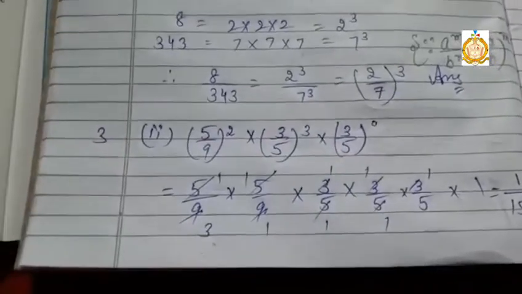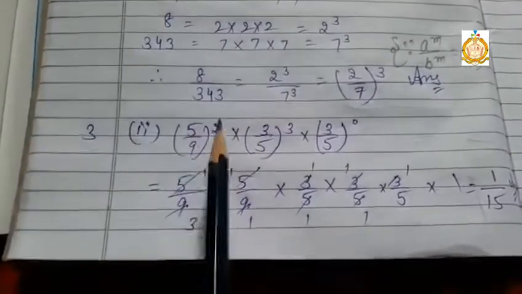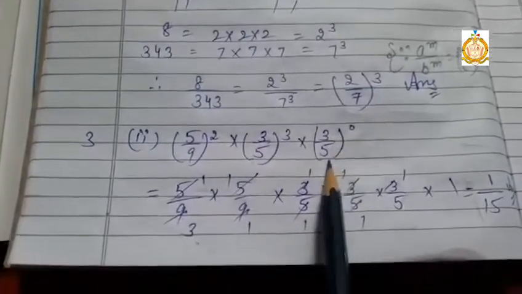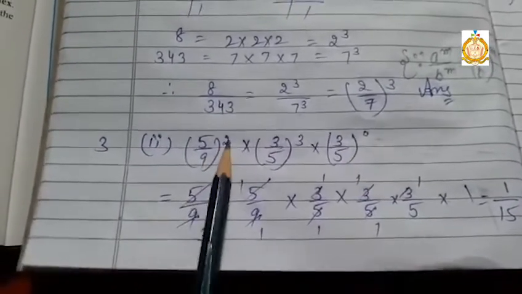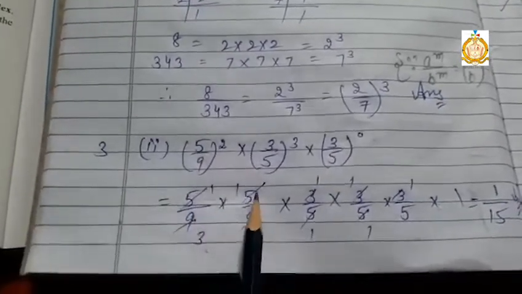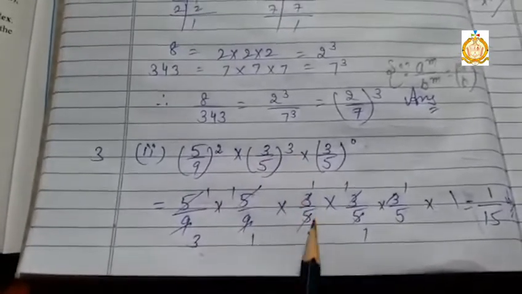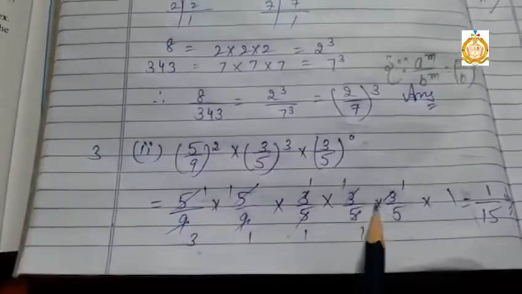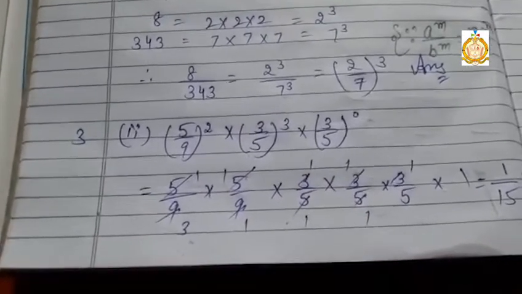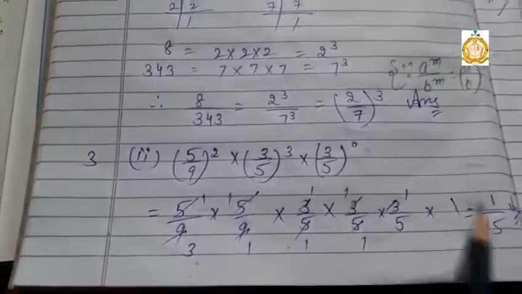In the third question we have to simplify this term. We are given 5 by 9 raised to power 2, 3 by 5 raised to power 3, 3 by 5 raised to power 0. Here its power is 2, so we can write it as 5 by 9 into 5 by 9. Its power is 3, so we can write 3 by 5 raised to power 3 as 3 by 5 into 3 by 5 into 3 by 5. And something power 0 is 1. So we can write here 1.